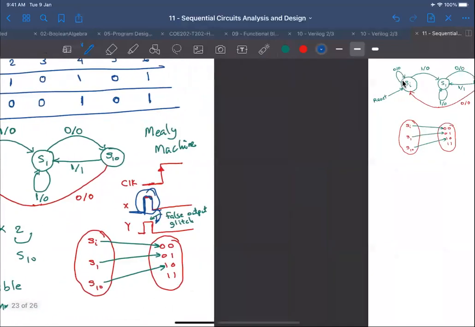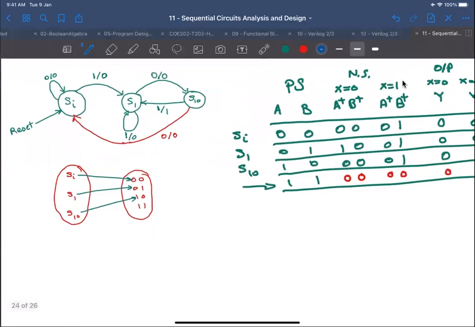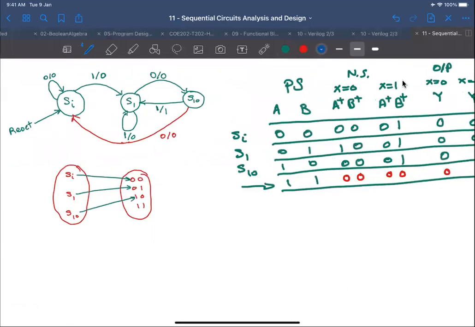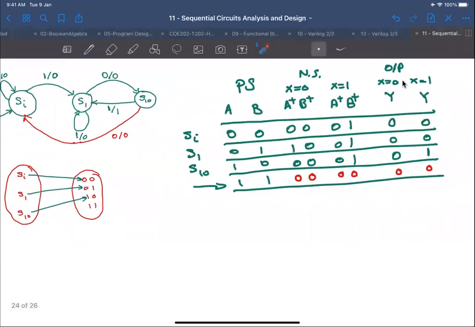All right. Now, the next step is to derive what we call the 2D state table, and I have copied the state diagram and also the state assignment in here. This is the present state, where we have state A and state B. We use the state assignment to be SI to be 0, 0, S1 to be 0, 1, and S10 to be 1, 0. So this is SI, S1, S10, and this state is not used here.